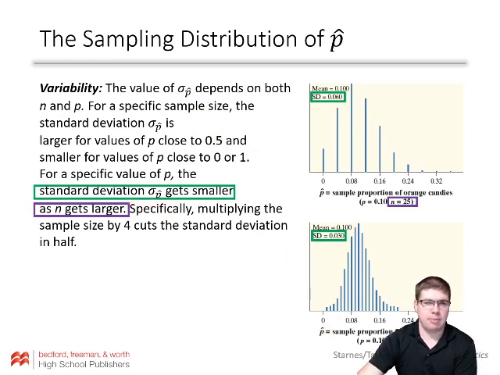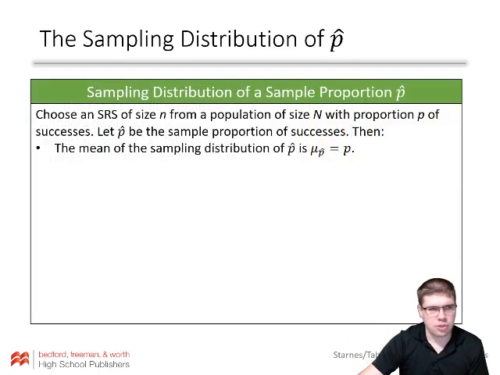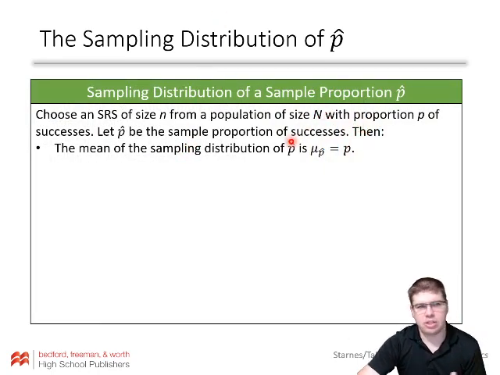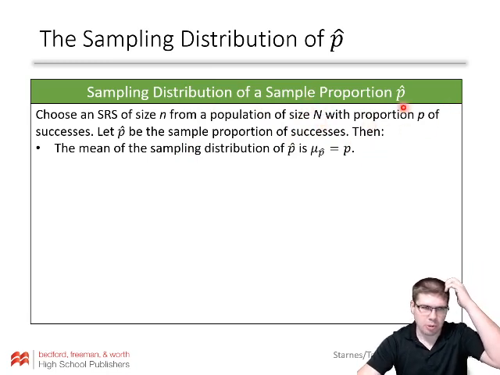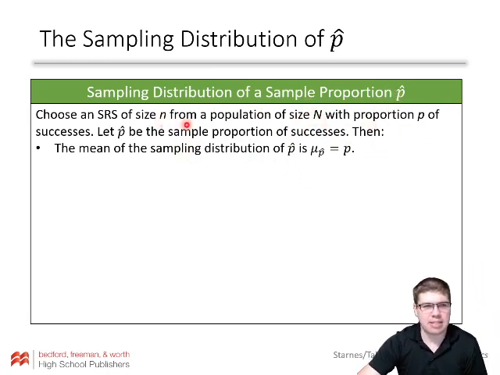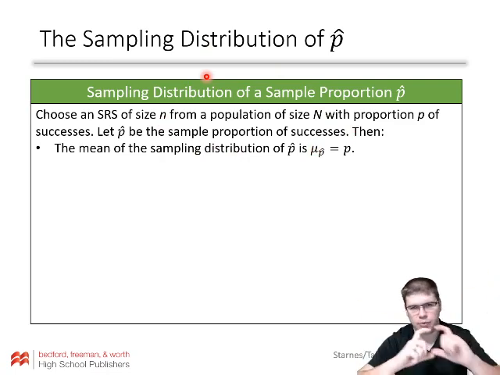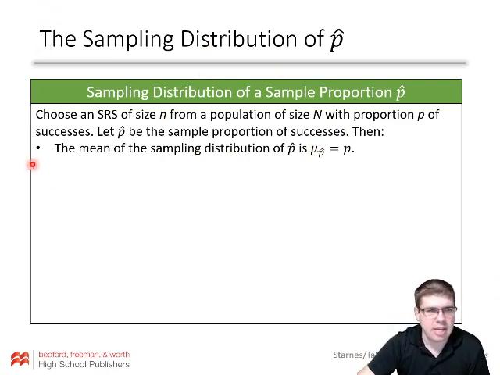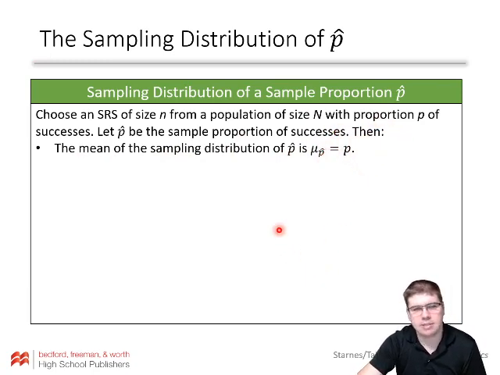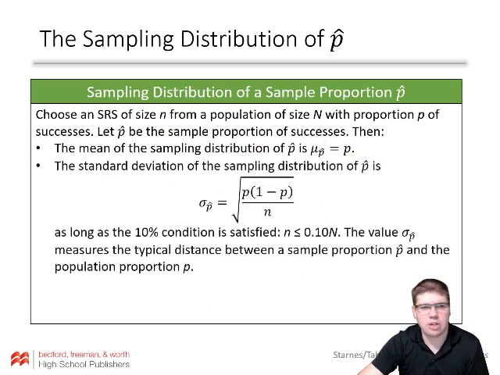To summarize our sampling distribution, if we choose a simple random sample of size n from a population of size big N with a population proportion p of successes, and let p hat be the sample proportion of successes, then, if we keep repeating those different sample proportions, the mean of that distribution is going to be equal to the population proportion. So our average p hat is going to match the population proportion if we're not biased. So the center is kind of simple. The standard deviation is a little less so, and here's our formula.